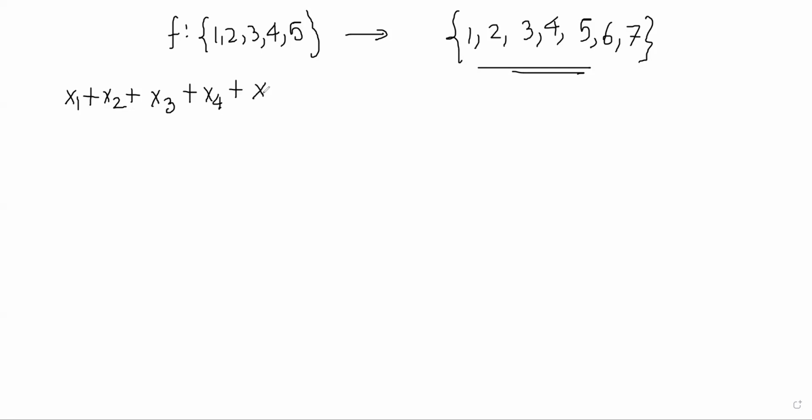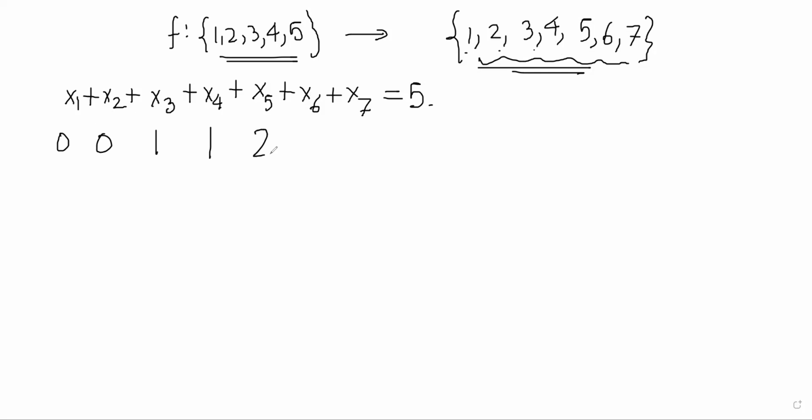Correct. x5 plus x6 plus x7 equal to 5. So there are 5 input elements which have to be assigned to any of these. What we are saying is how many will go to each of them, right? So you could have 0, 0, 1, 1, 2, 1, 0. This is a possible solution, right?